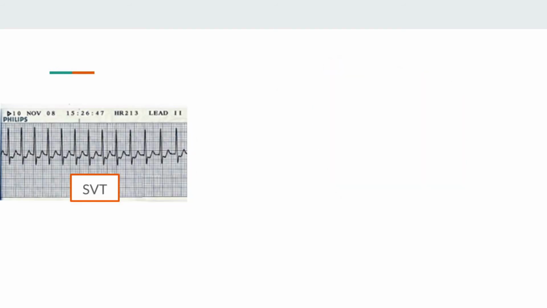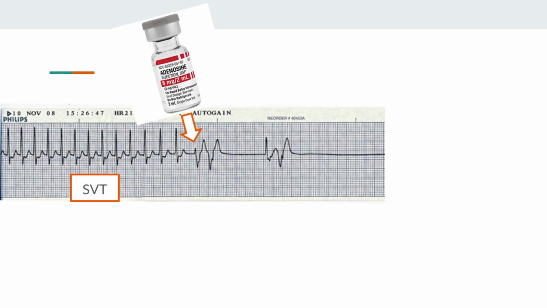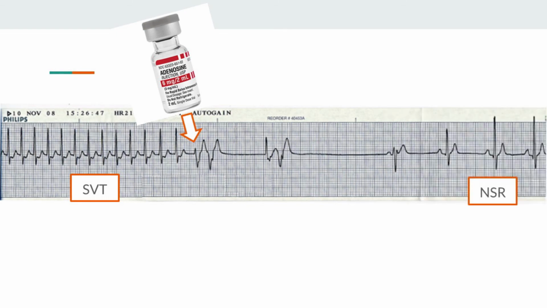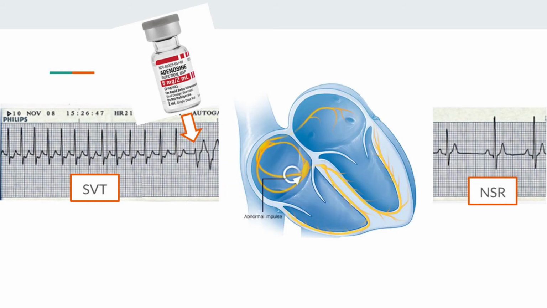If a patient is in SVT, adenosine can actually convert them out of SVT and into normal sinus rhythm. Remember that SVT most commonly refers to AVNRT, when there's a closed circuit within the AV node. Adenosine basically resets the AV node, interrupting the closed circuit and allowing sinus rhythm to take over again.